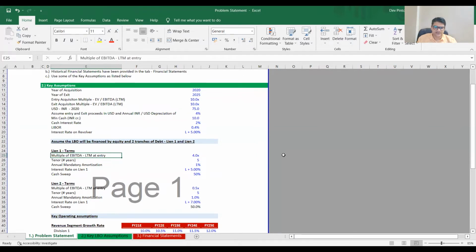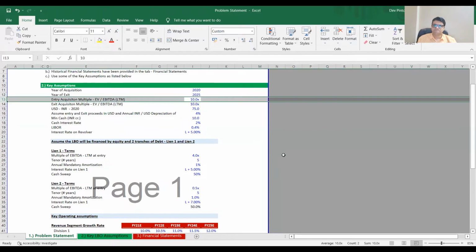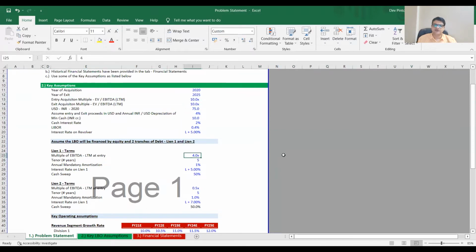So, multiple of EBITDA, LTM and entry. Okay, so out of the 10 turns of EBITDA that we will pay, 4 turns is going to come from this. What that means is, if we paid say 10 lakhs for the car, 4 lakhs would come from this line of credit. And annual mandatory amortization is 1%, which means that every year I'm going to have to pay back 1% of the principal balance, but at the end of 5 years, I'm going to have to pay it all back when I sell the company.